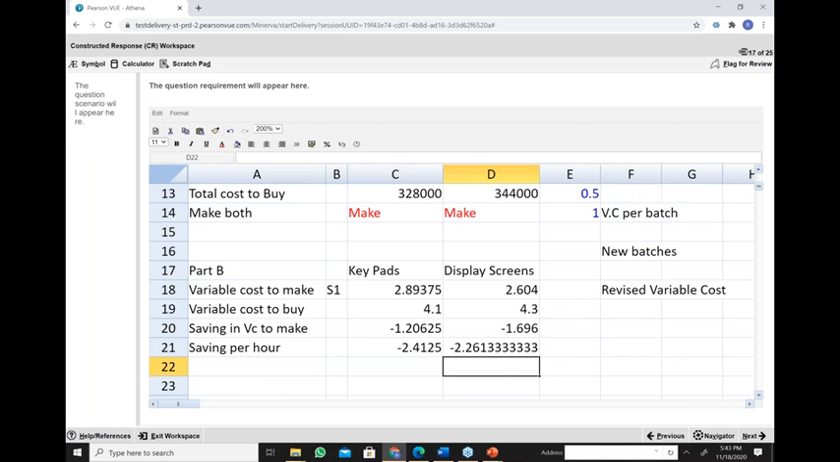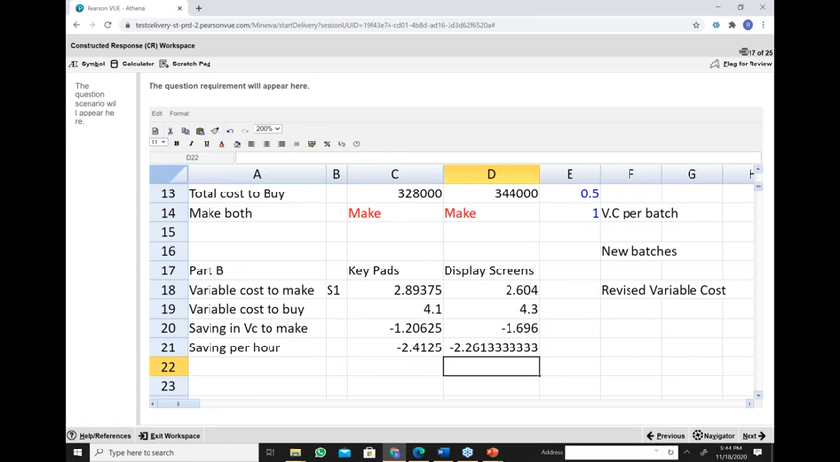2.4, right? And if you use that same 1 hour to produce display screen in-house, how much saving will you get by producing display screen per hour? 2.26. Because understand, the limiting factor is labor hours. So your decision will be based on limiting factor. So remember this always. Whatever is your limiting factor, your decision will be based on that.